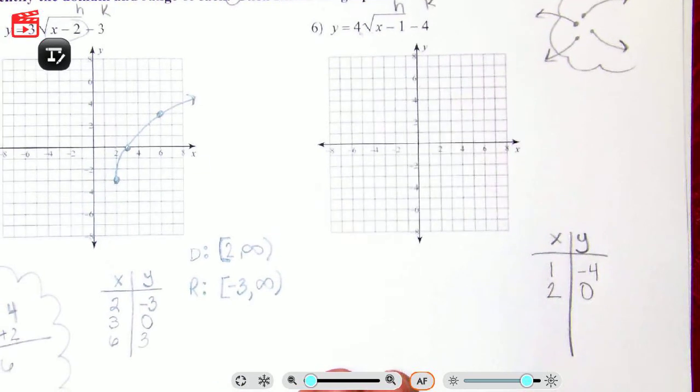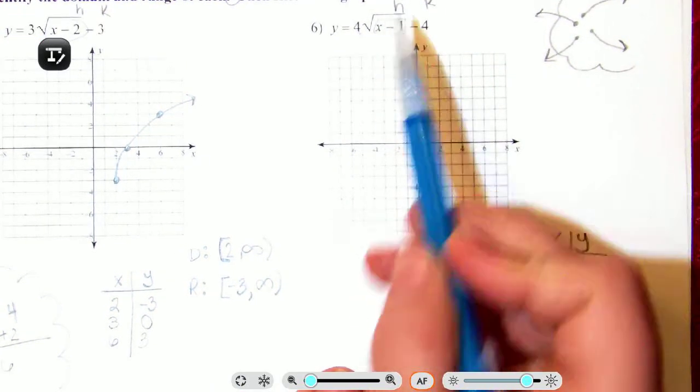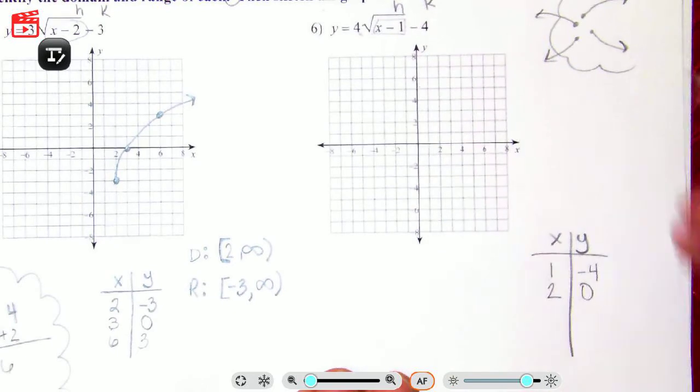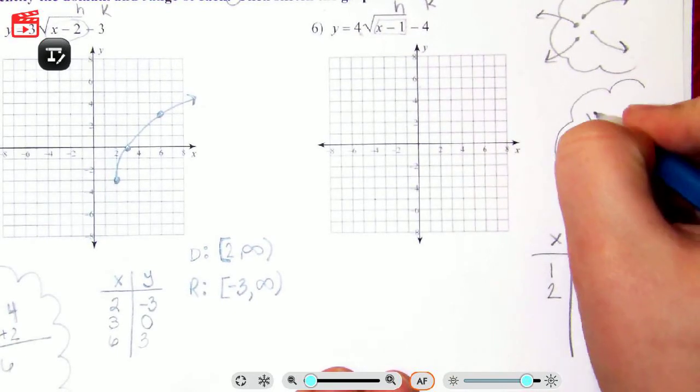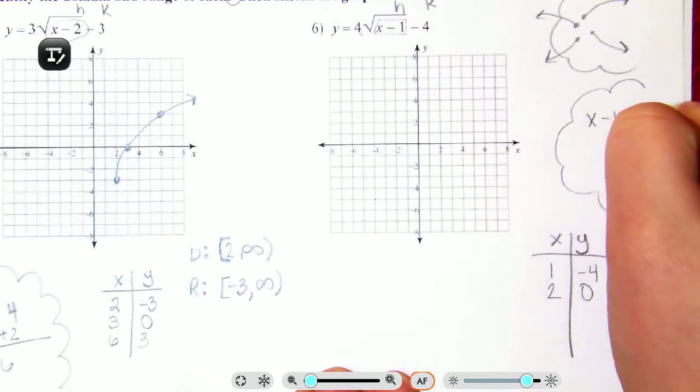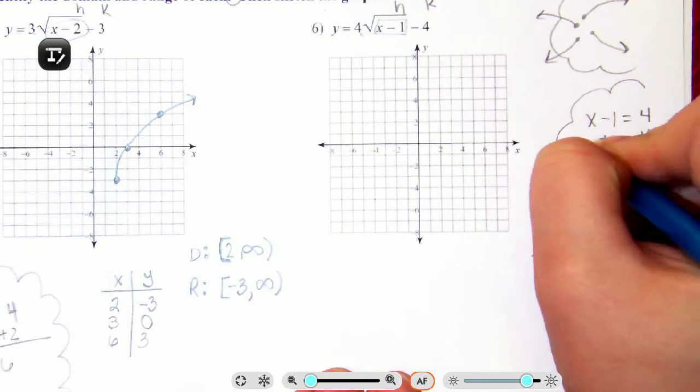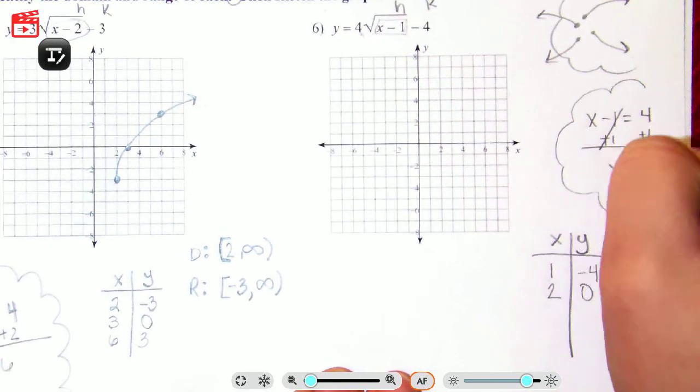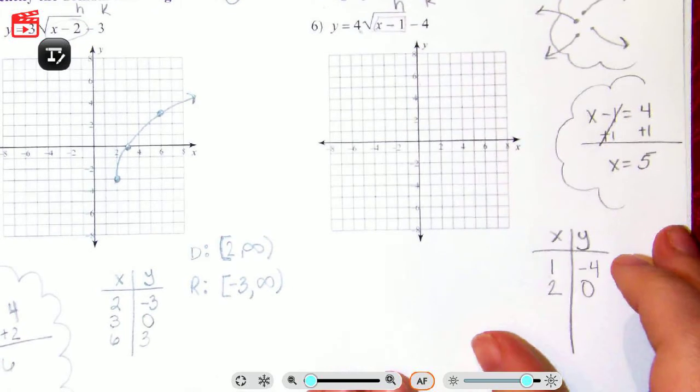And then again, I need to know that this is going to be one of our pretty numbers. So I'm going to, off to the side, set this equal to 4. Add 1 to both sides. Now you don't actually need to do this if you can do this in your head, but if it helps to do this off to the side, it works.